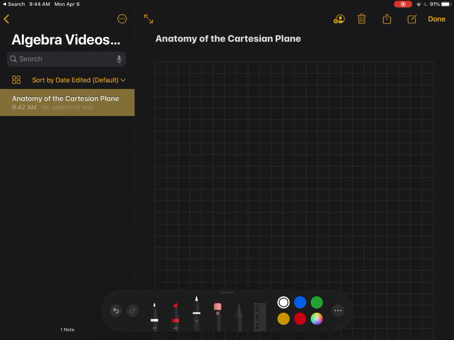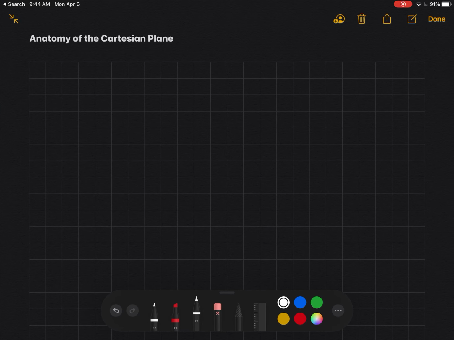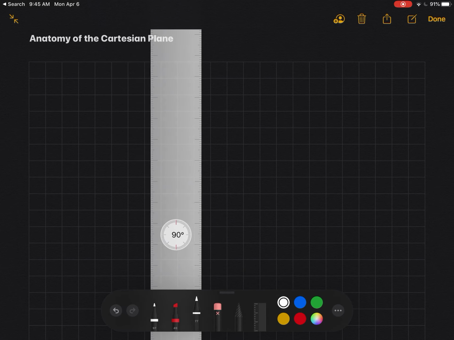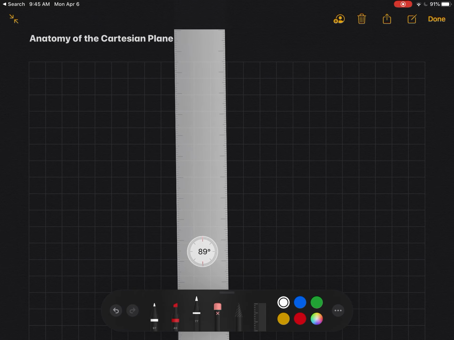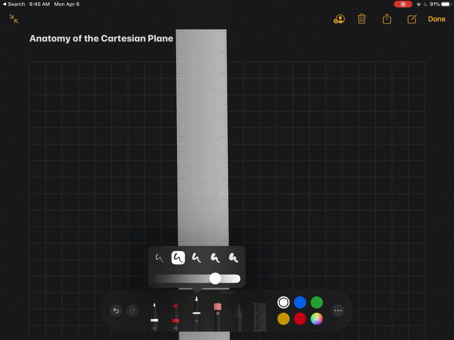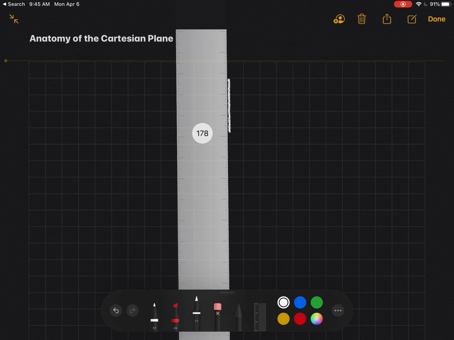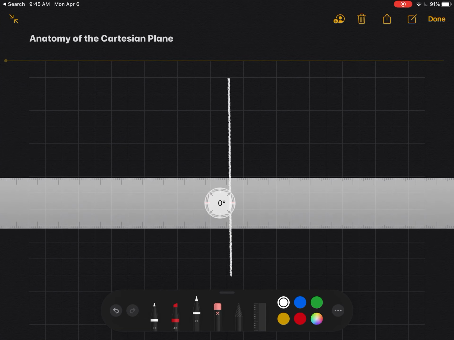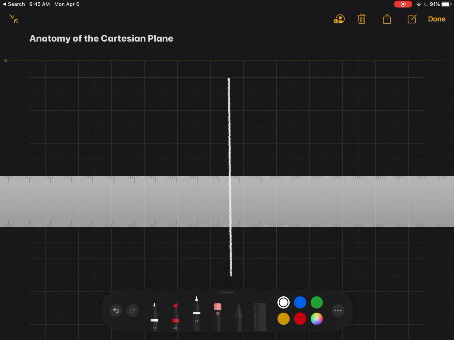Hi, Algebra! Here we are with my fancy tablet, and I am ready to talk to you about the anatomy of the Cartesian plane. So I'm going to draw. When I draw this, most students call this just a graph, but the name for this is the Cartesian plane. So I have a vertical line here, and it's not just a line, but it's actually a vertical number line.